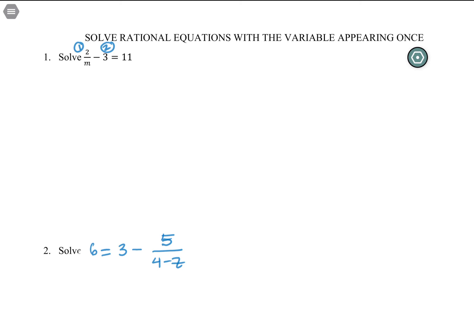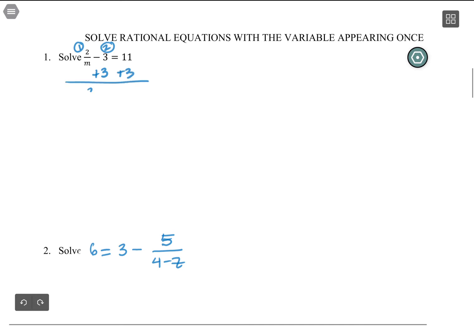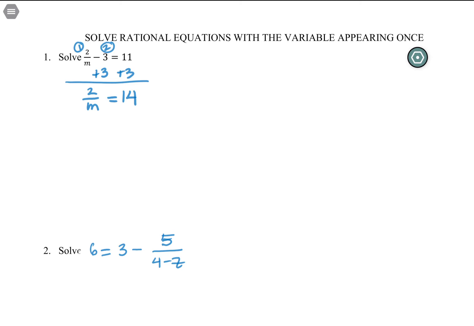Subtracting 3 is the last thing happening, so the first thing I want to do is add 3 to both sides, and I get 2 over m is equal to 14. Okay, so the funny step here is how do we undo the step that puts m in the denominator? We could think of it as like a reciprocal step.